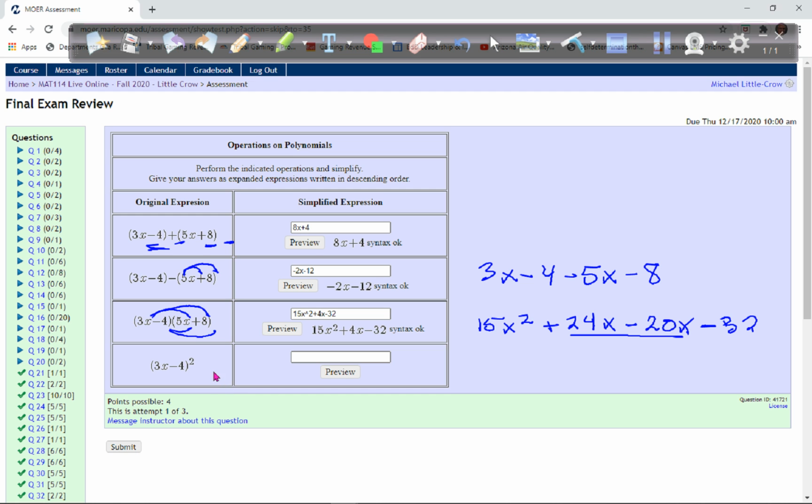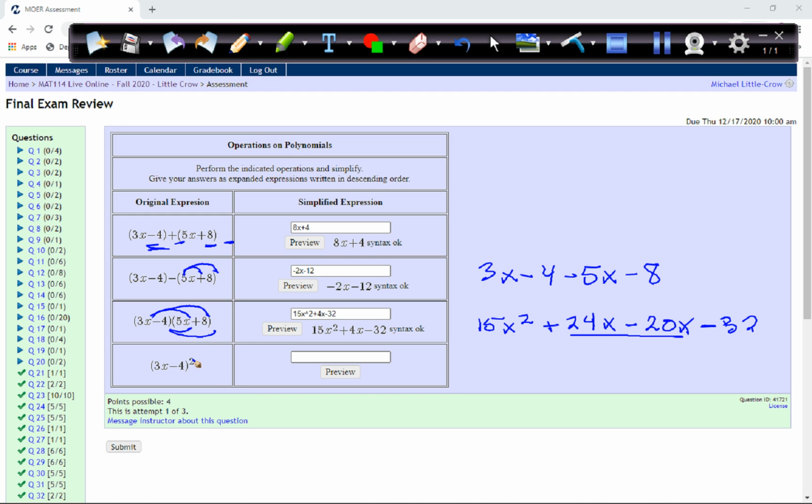Okay. And this last one, a similar thing. Now, do not distribute this exponent through. Some people will try that, but what it means is it's two copies of 3x minus 4. So it's 3x minus 4 times 3x minus 4.